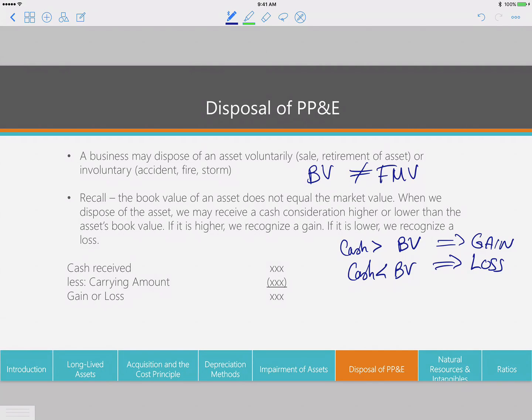A gain or loss doesn't mean that the company actually receives money or doesn't receive money. A gain is just the amount by which the cash consideration or the consideration received for the sale of the asset exceeds the book value. And if the cash was less than the book value, the amount by which it is less than the book value is equal to the loss. So if you look here, the cash received minus the carrying amount gives you your gain or loss. So if it is a positive amount, it is a gain. If it is a negative amount, it is a loss.